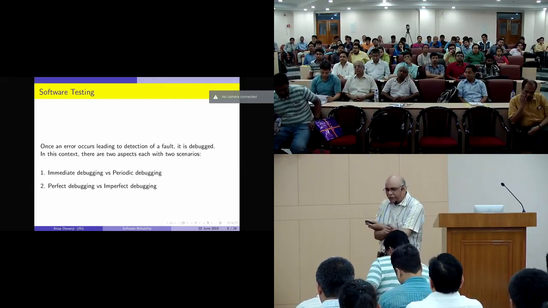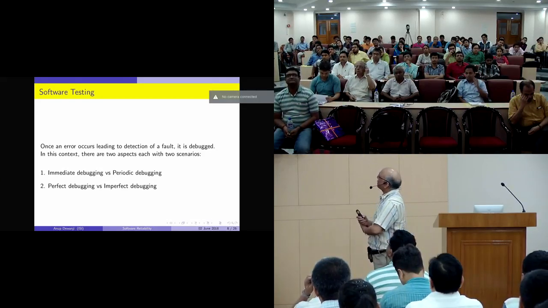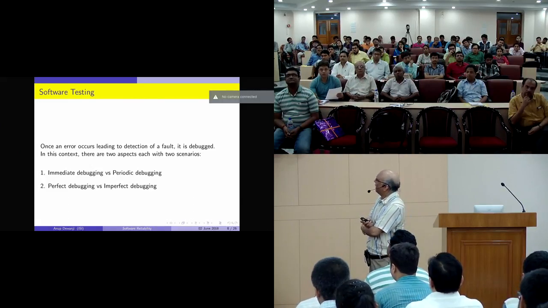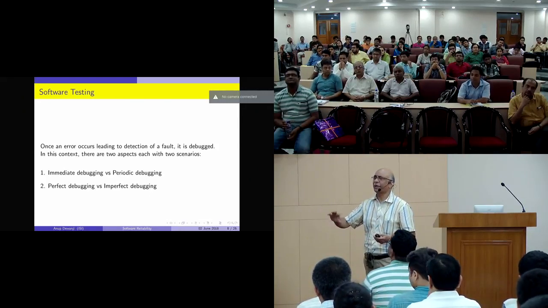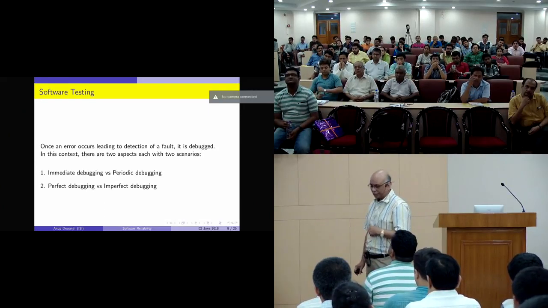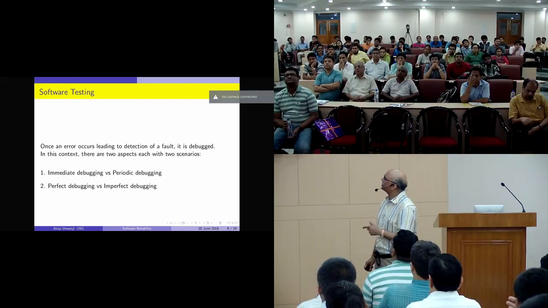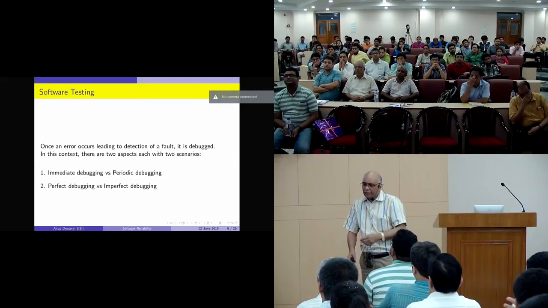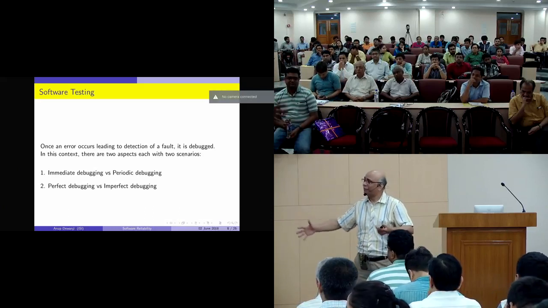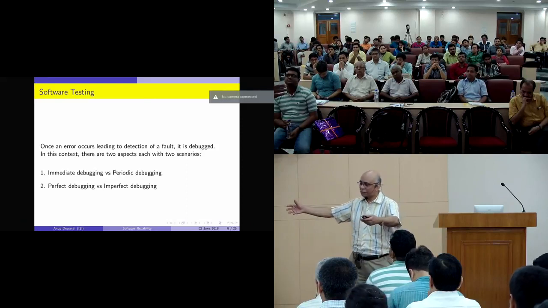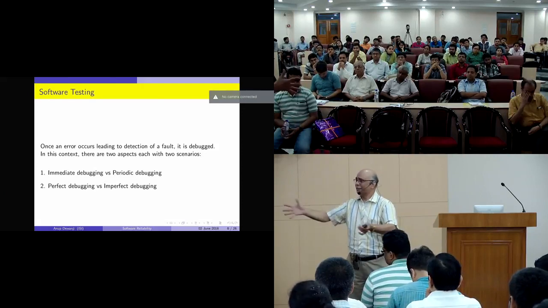Now a few aspects. Once an error occurs leading to detection of a fault, it is understood that it has to be debugged, right? That's understood. There are two aspects to that. One is immediate debugging: as soon as you detect the error, you debug it immediately. Most of the models considered previously assumed immediate debugging, and testing also pretty much followed the same rule. But a new concept came up called periodic debugging, where the detected errors are recorded but not debugged immediately. A debugging team comes periodically, and when they come, all the errors detected since the previous debugging time are debugged, right?